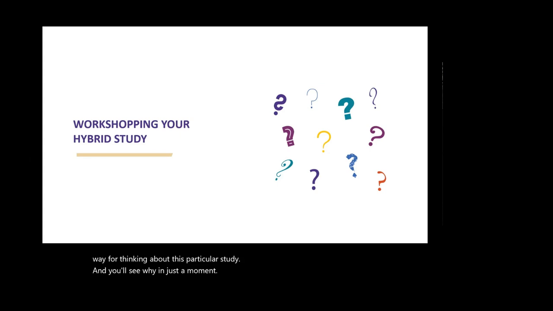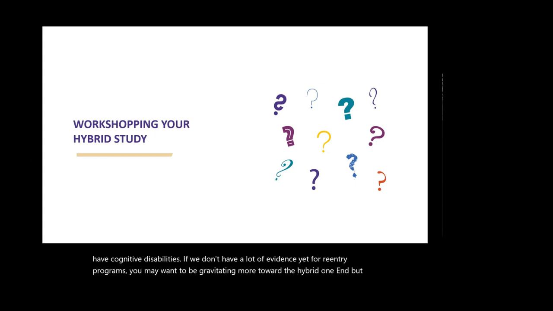The early stages, reentry for programs from prison to community programs with cognitive disabilities. That'd be great, Mark, if you have a sense that reentry programs would help improve the health and well-being of folks who have cognitive disabilities. If we don't have a lot of evidence yet for reentry programs, you may want to be gravitating more toward the hybrid one end. But yes, that'll work. Brief alpha call interventions, point of care testing, these all look good.